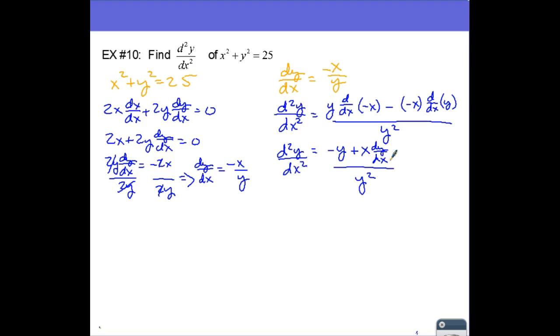Now at this point you may be tempted to draw a box around this and call it a day, but the problem is I have a dy/dx in here and I can't solve for a derivative in terms of another derivative. But the good news is I know what dy/dx is. That's equal to negative y plus x times negative x over y.